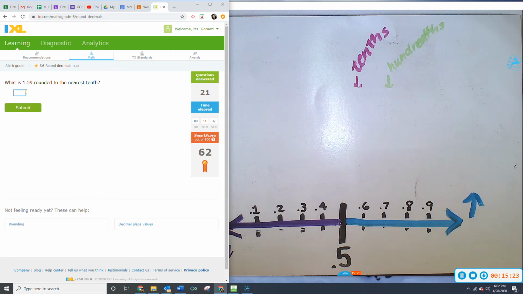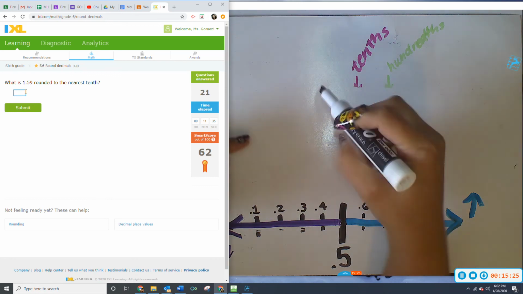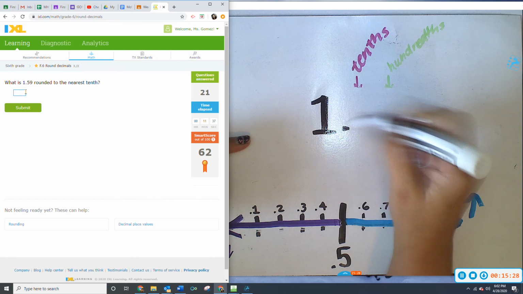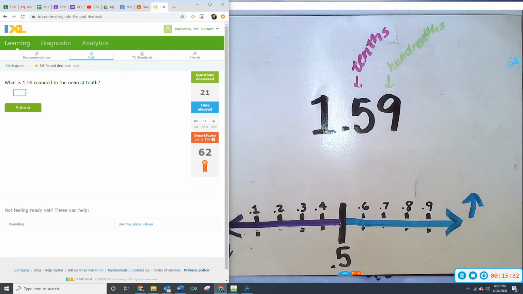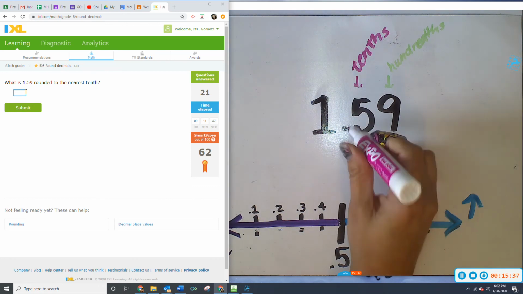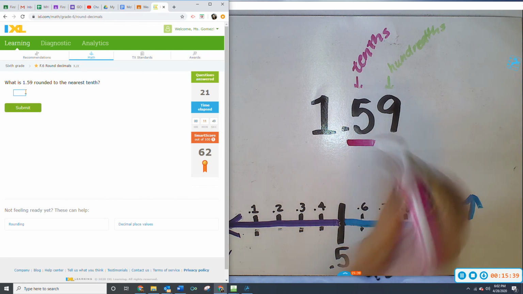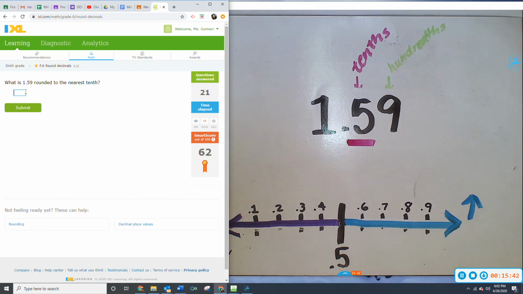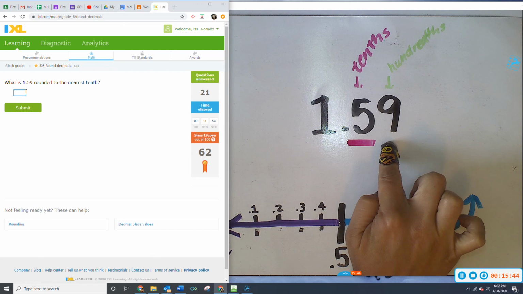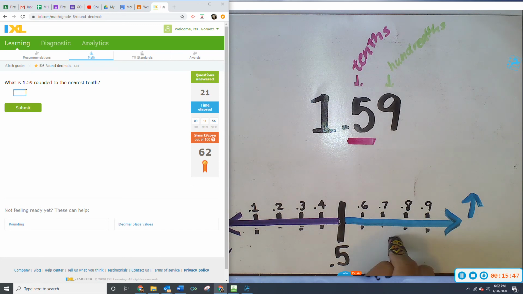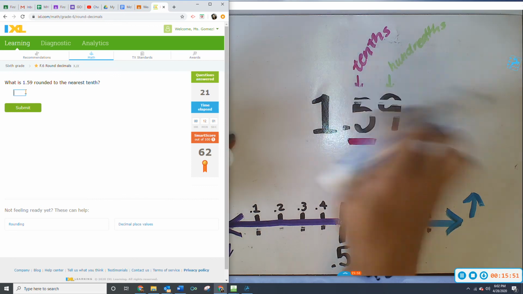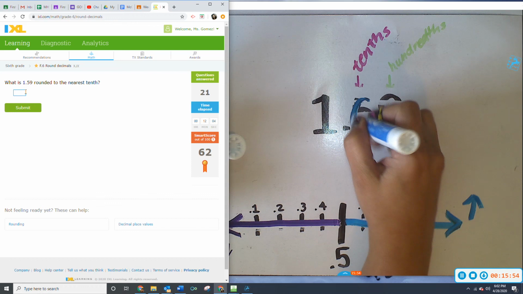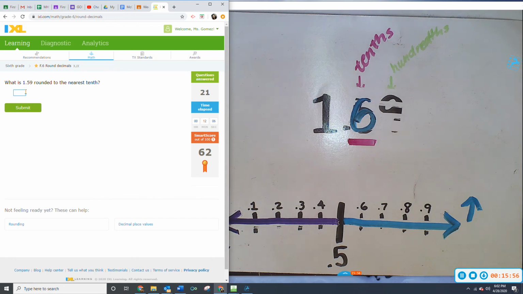So here we have 1.59, and this time it wants it rounded to the nearest tenths place. There we go. Now, that means we're going to look at the number after, and again, wow, we're getting a lot that are rounding up because it's in our blue area. So, since it's in our blue area, let's round it up to 1.6.